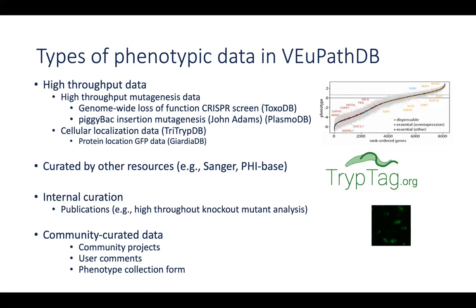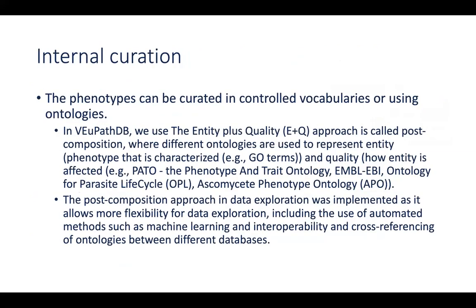For example, we can take a look at the high throughput knockout mutant analysis and then characterize phenotypes either using controlled vocabularies or ontologies. So when it comes to internal curation and the approaches that we use, the phenotypes in general can be curated using controlled vocabularies, where the phenotypes are described with text structured in a certain format, or you can also use ontologies. And in VEuPathDB, we use the entity plus quality, or E plus Q approach, which is also known as the post-composition approach. This approach utilizes different ontologies to represent the entity, which is the phenotype that is being characterized. For example, we have already looked at some of the phenotypes using GO term searches. It also integrates quality information, such as how the entity or the phenotype is being affected.